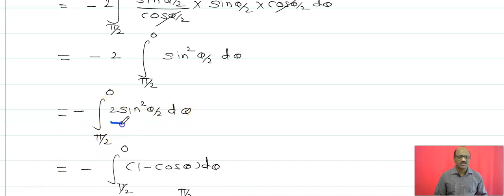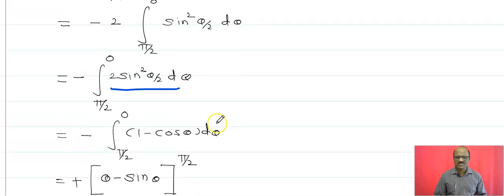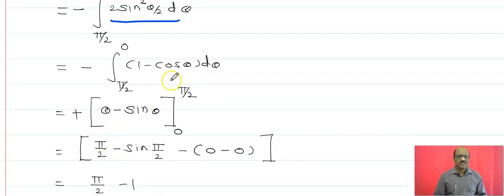But again by using the formulas from the trigonometry from the 11th standard, you have learned this type of formulas. That is, 2 sin square theta by 2 is nothing but 1 minus cos theta into d theta. What is the integral of 1? Integral of 1 is theta, and the integral of cos theta is sin theta. Lower limit was pi by 2 and the upper limit is 0.